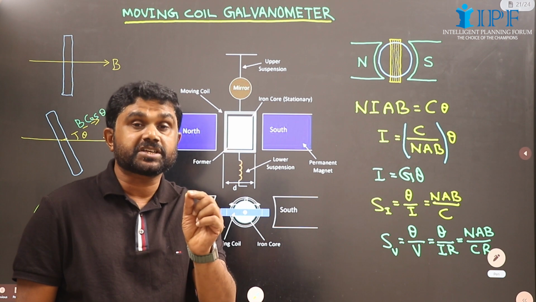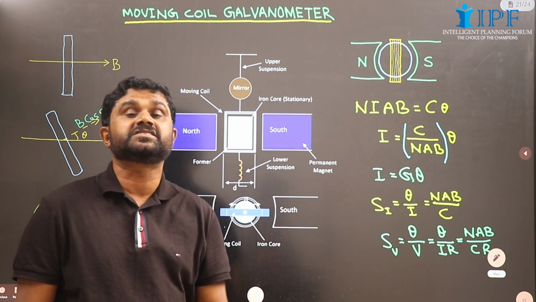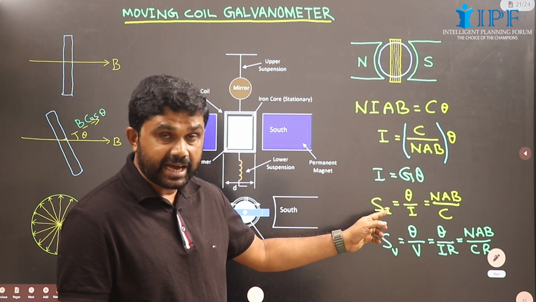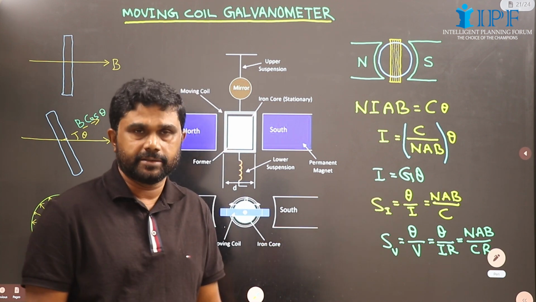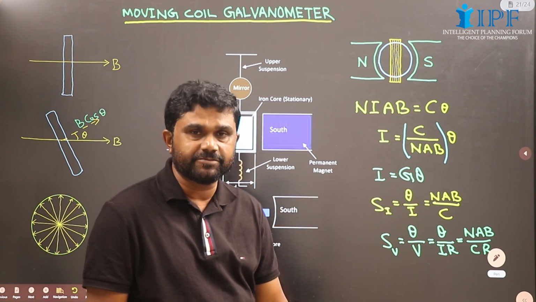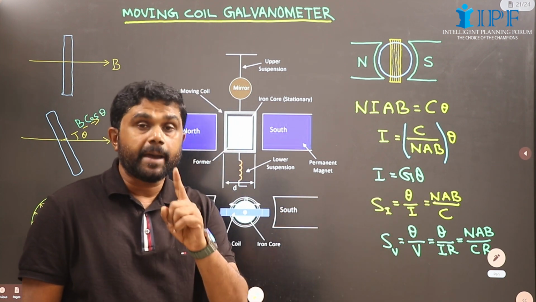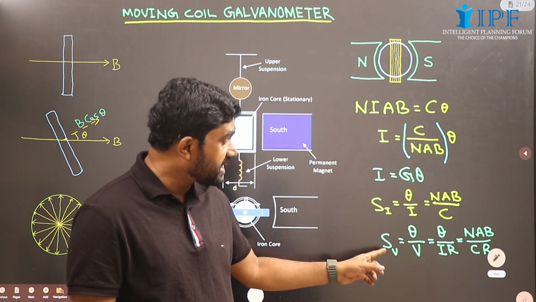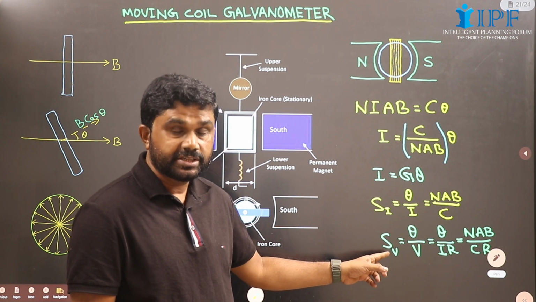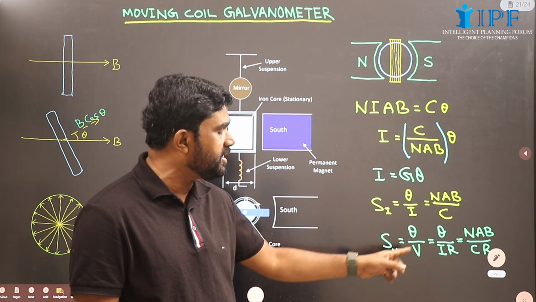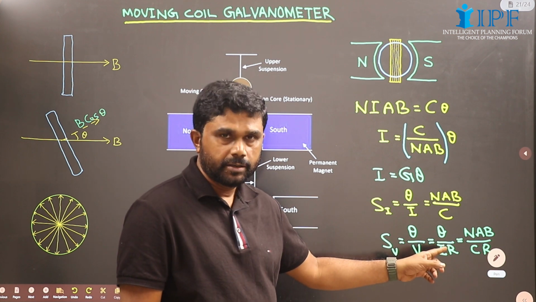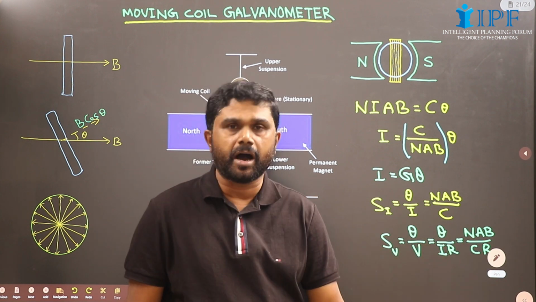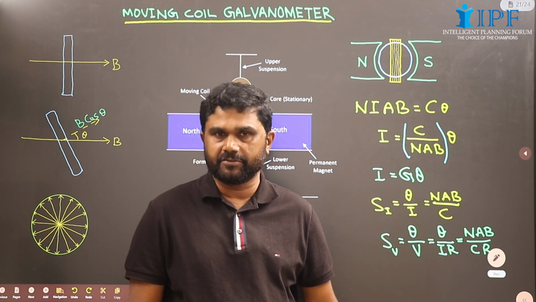Now the deflection for unit current is called current sensitivity. So S with the suffix I means current sensitivity, that is equal to theta by I, that is equal to NAB by C, where C is the torsional constant. If capital R is the resistance of the coil, then voltage sensitivity is the deflection per unit voltage, theta by V, that is equal to theta by IR. Means in the denominator we have to put R. So NAB divided by CR is the voltage sensitivity of a galvanometer.